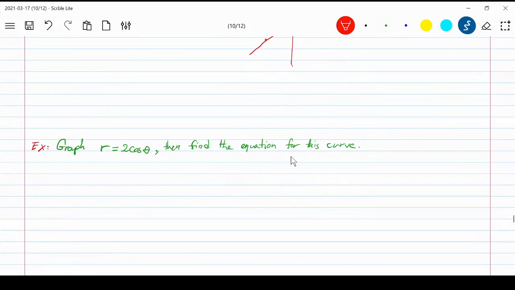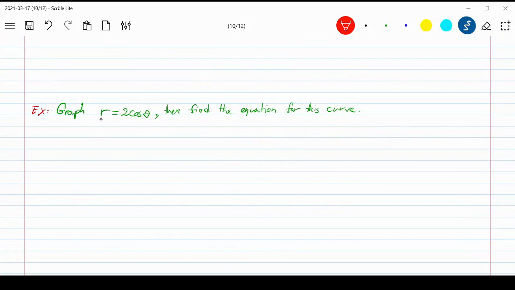What if you have a combination of both? What if you have something like r equals 2 cosine theta? Then can we sketch this graph? Can we graph this function? You can do that in a couple of ways. Maybe first, let's draw a table just to make better sense of it. Find out what r is if you're given theta, or what theta is if you're given r. Let's find r given theta.